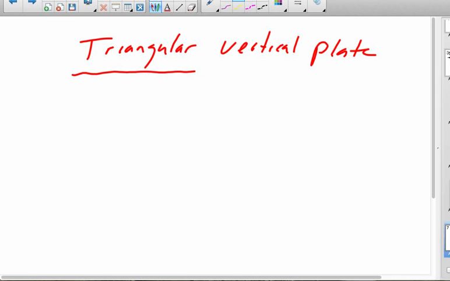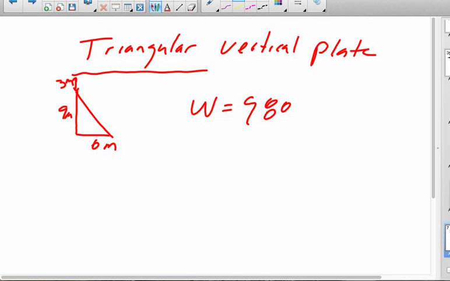In my picture, this thing's submerged, where the top of it is down 3 feet. It's 9 feet by 6 feet. Excuse me, 9 meters by 6 meters, and we're 3 meters down. We're dealing with fresh water, and since we're in metric, we're going to use 9,800 newtons per cubic meter.